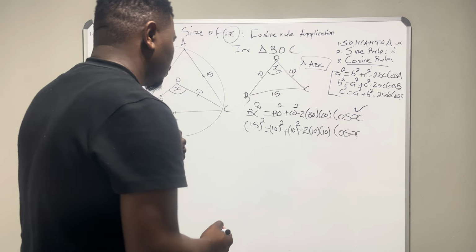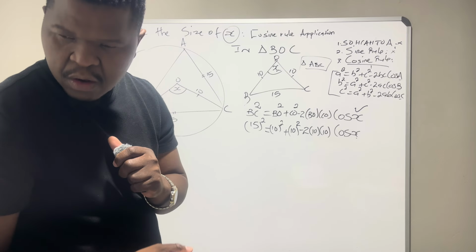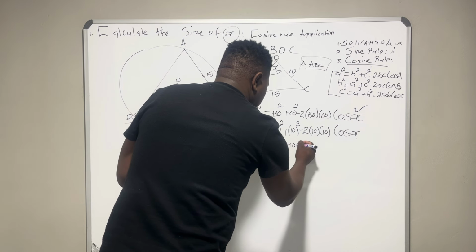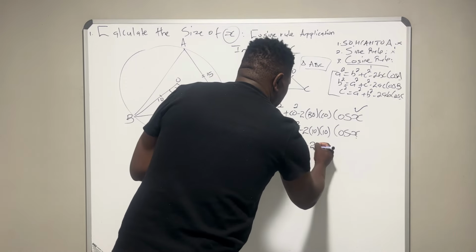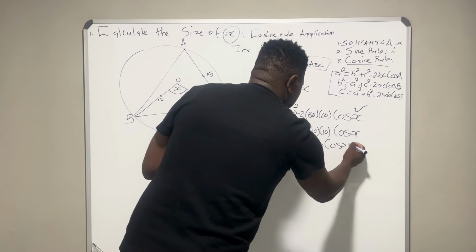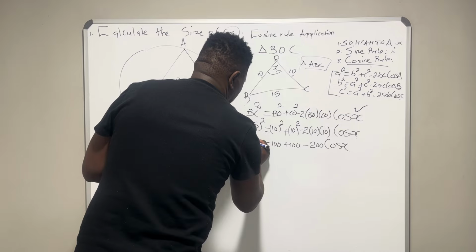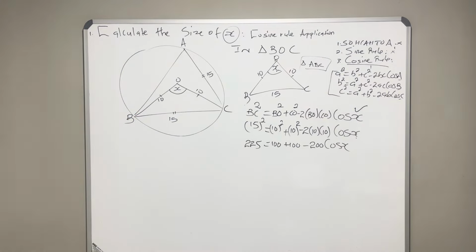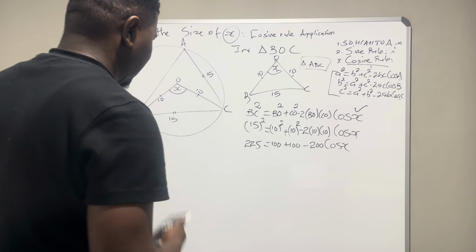So what is 15 squared? We just have to find the result of everything there and simplify everything. We've got 100 here plus 100 here, minus 2 times 10 times 10, which is 100 times 2. That's 200, and then we've got cos of x. 15 squared, I think it will be 225. But let me verify that, because mathematically, 15 squared, yeah, that's okay. That's 225.